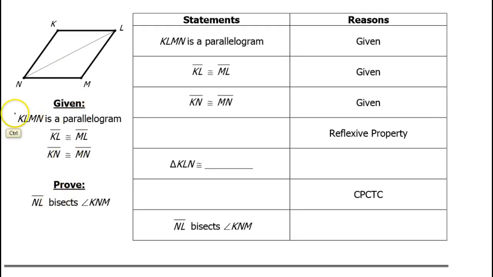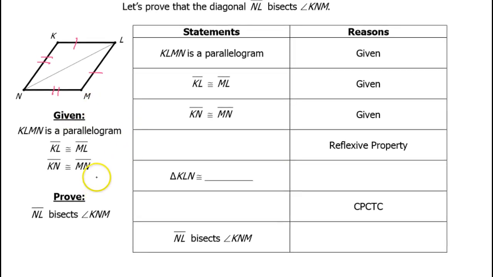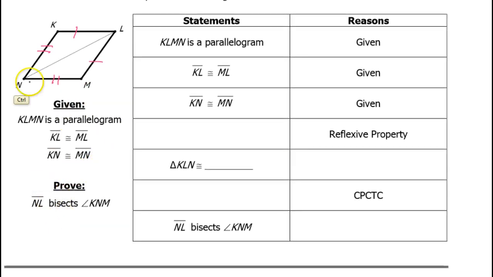So here we go. We're given that it's a parallelogram. We're given that KL is congruent to ML. All right, that's part of the definition of a rhombus. We know that KN is going to be congruent to MN. So let's go through this proof and see why NL has to be a bisector of this lower angle here.